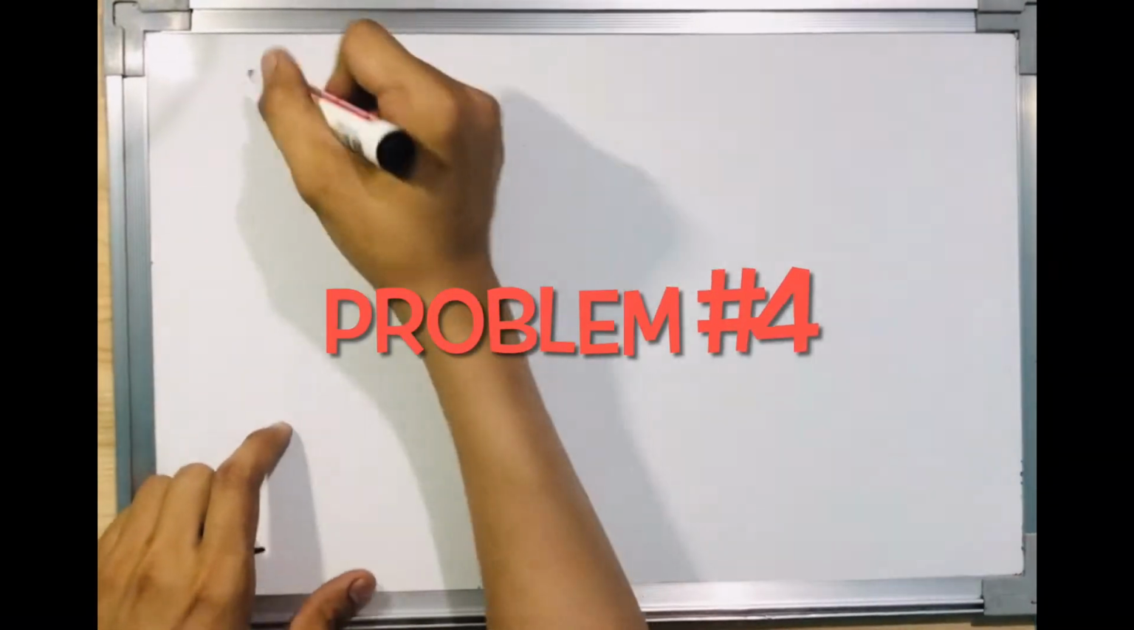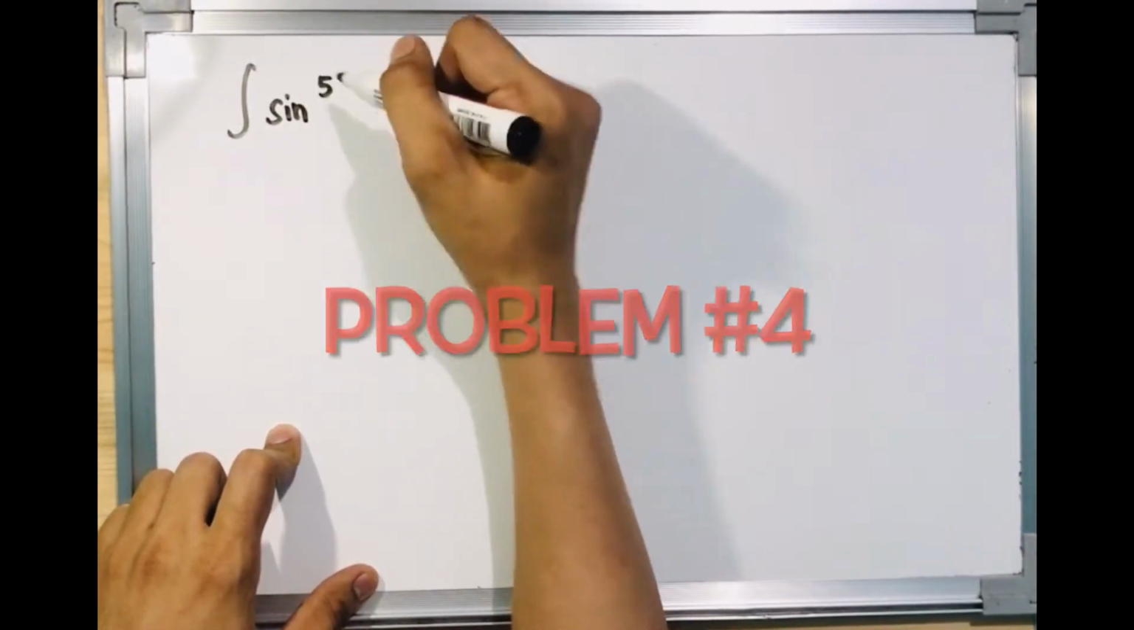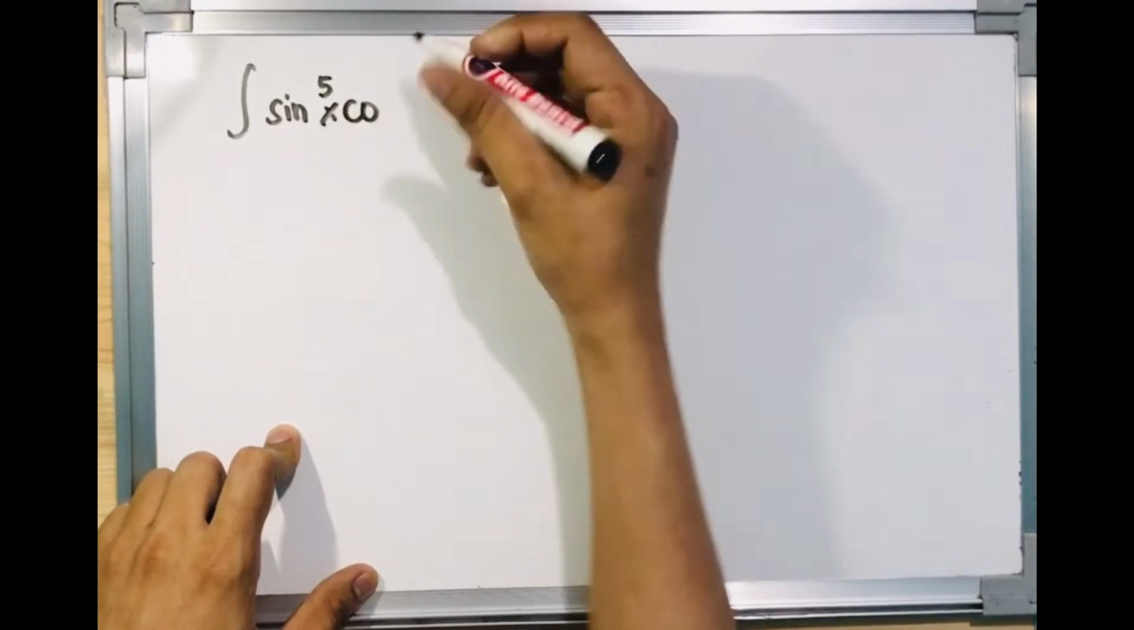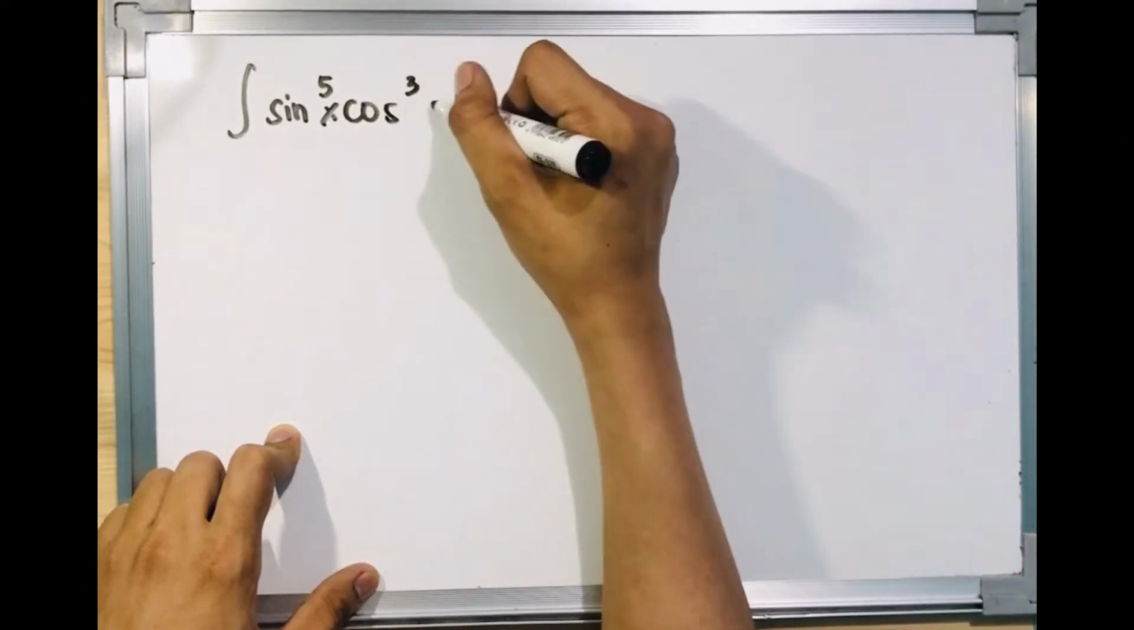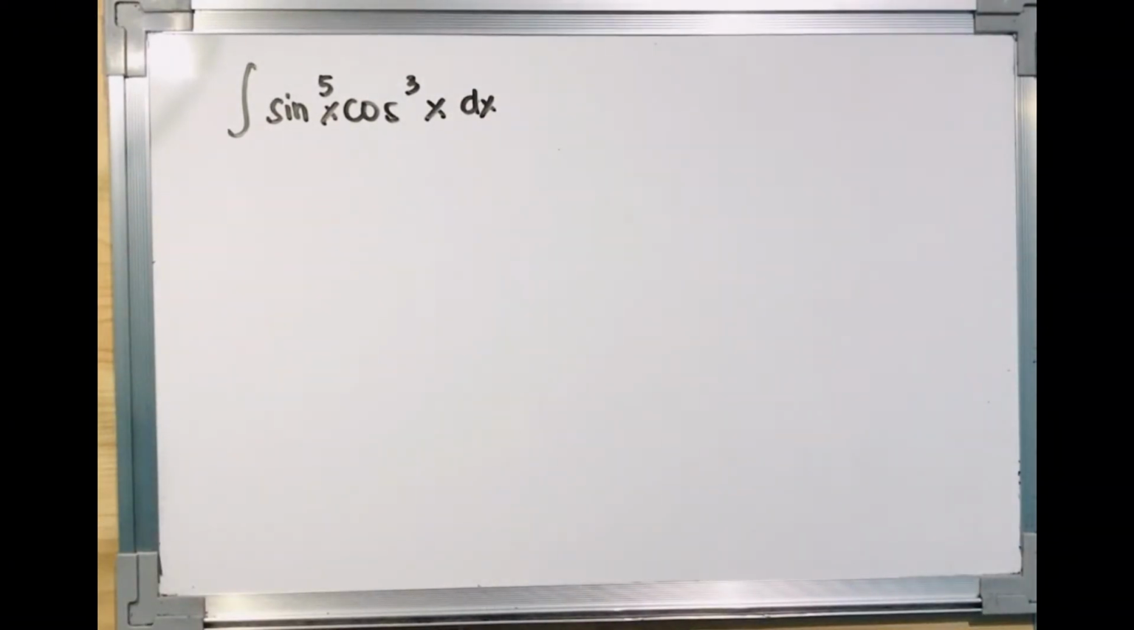Our next problem is the integral of sine raised to the 5th x cosine raised to cube x dx. So, iisipin natin muna, alin dito sa dalawa ang ating i-breakdown? Yung sine raised to 5x ba? Or yung cosine cube x?